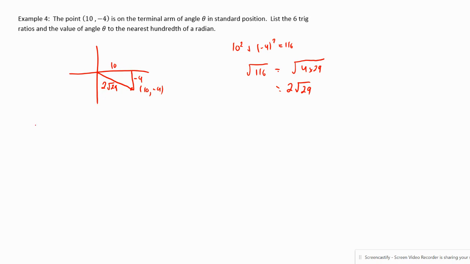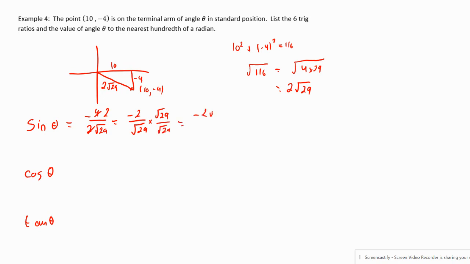Okay, so I'm going to do my primary trig ratios first: sine theta, cos theta, and tan theta. Sine theta is going to be -4 over 2 root 29. We're going y over r. And I'm going to rationalize this denominator, times root 29 over root 29, equals negative 2 root 29 over 29. So there's your answer for sine theta.